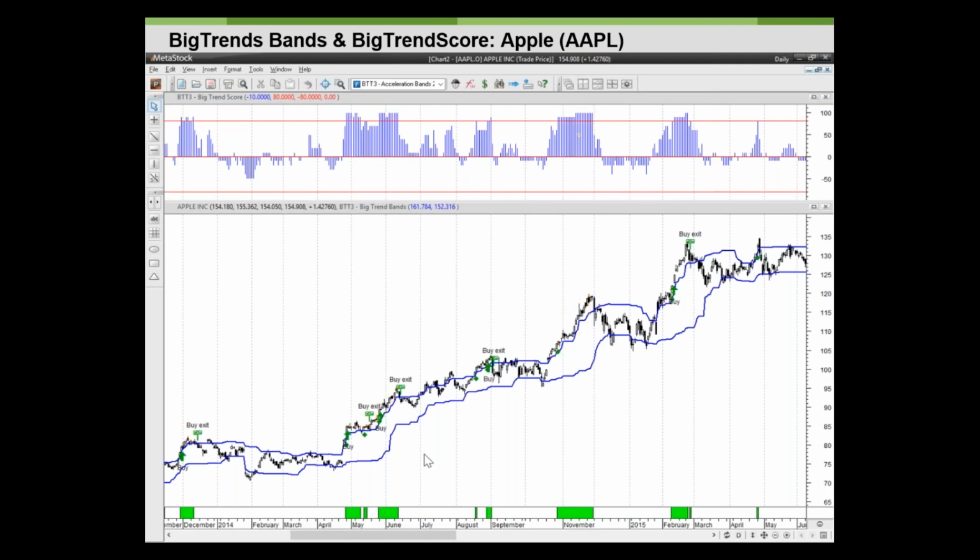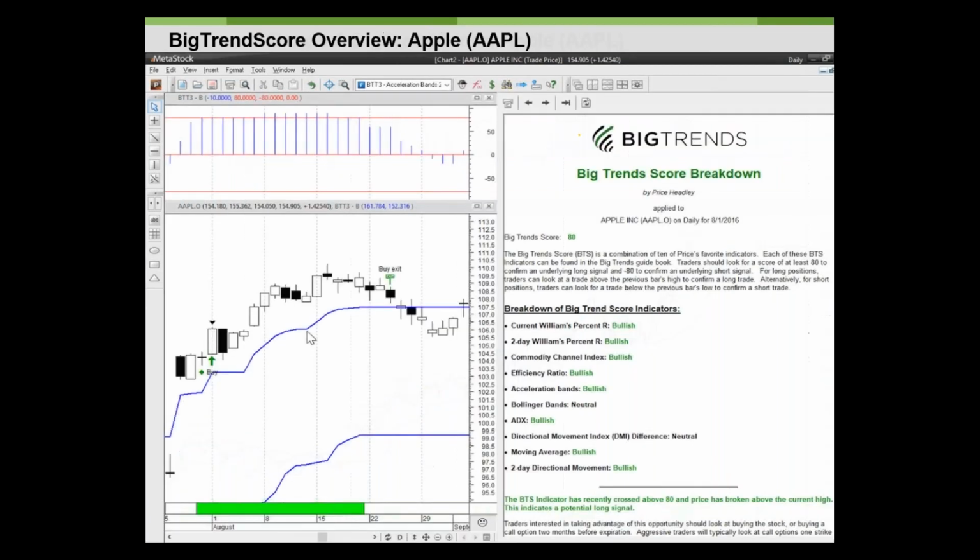When everything's clicking, I've got one of those for you in the current market, so I'm going to share with you that I've been doing well with here in recent weeks. And that's what we're looking for, is that kind of confidence across all the big trends indicators.